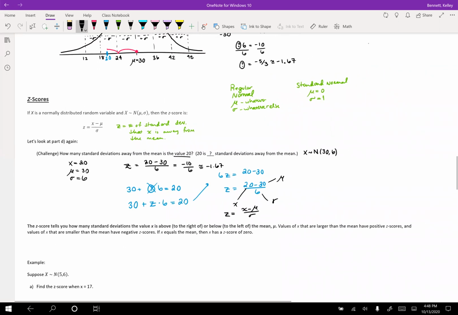If your Z-score is negative, you're a negative number of standard deviations away from the mean. That means you're going to the left. If you're positive, that means you're going to the right.